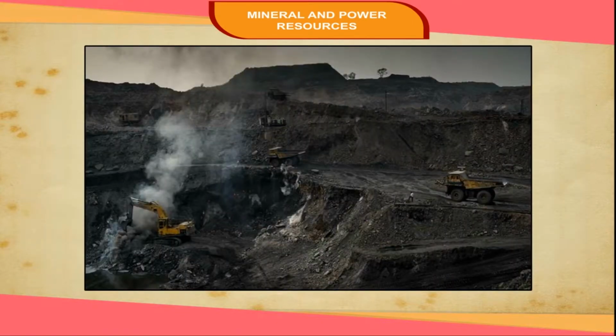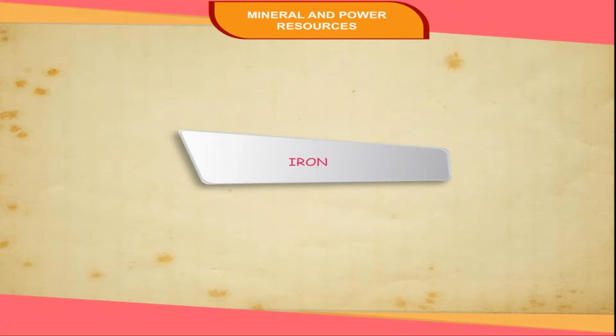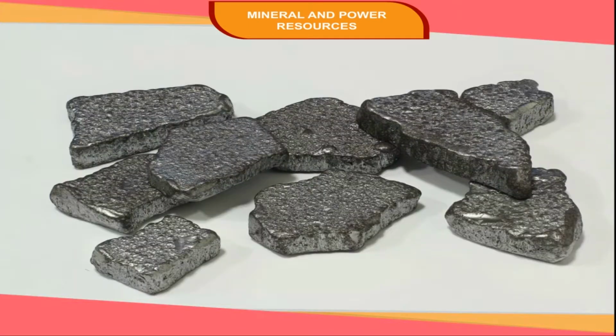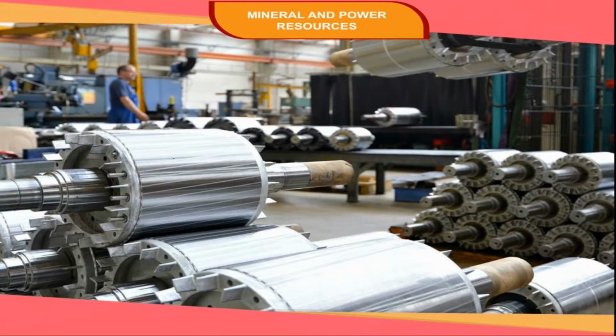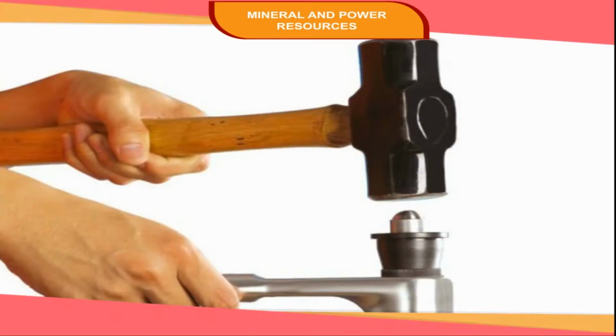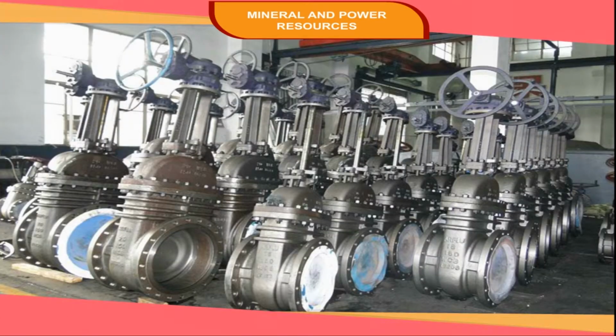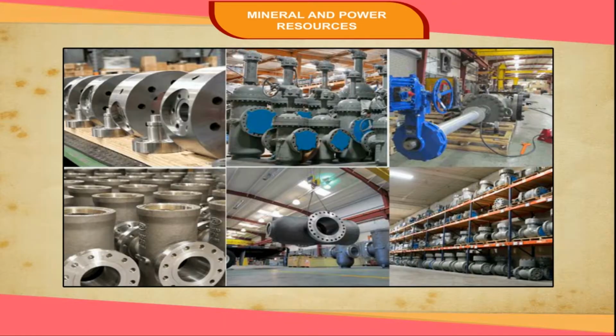Iron. Iron is the fourth most abundant element in the earth's crust. It is widely used all over the world for making machinery for industries. Strength, hardness, ductility, and magnetic properties are some of its unique qualities. Iron deposits are almost widely distributed in all the continents.